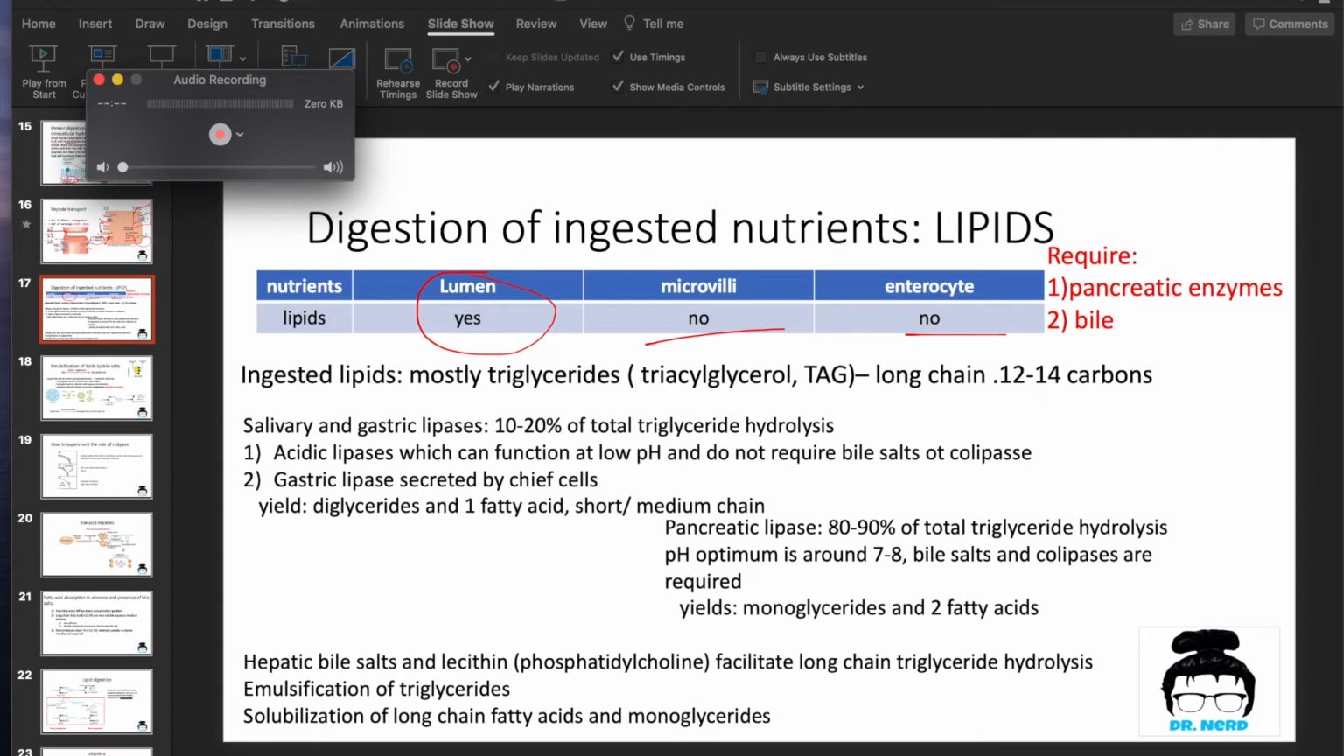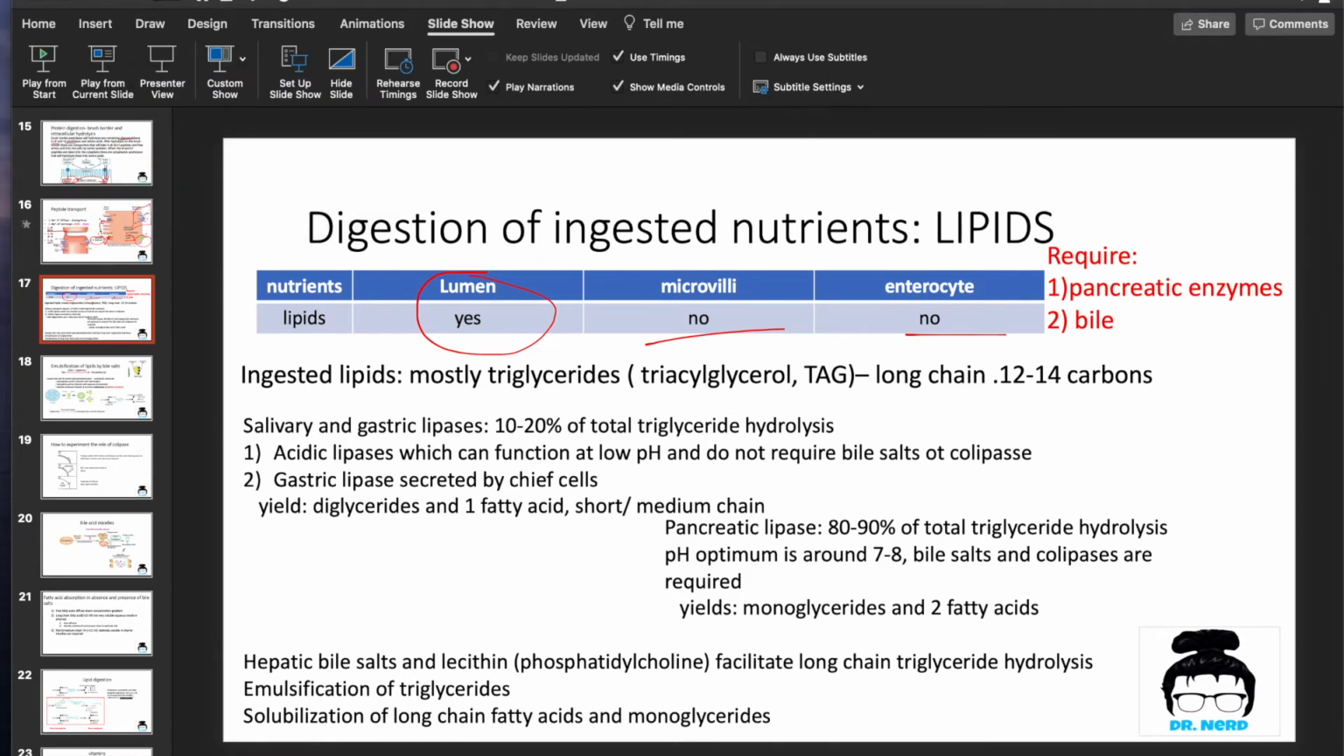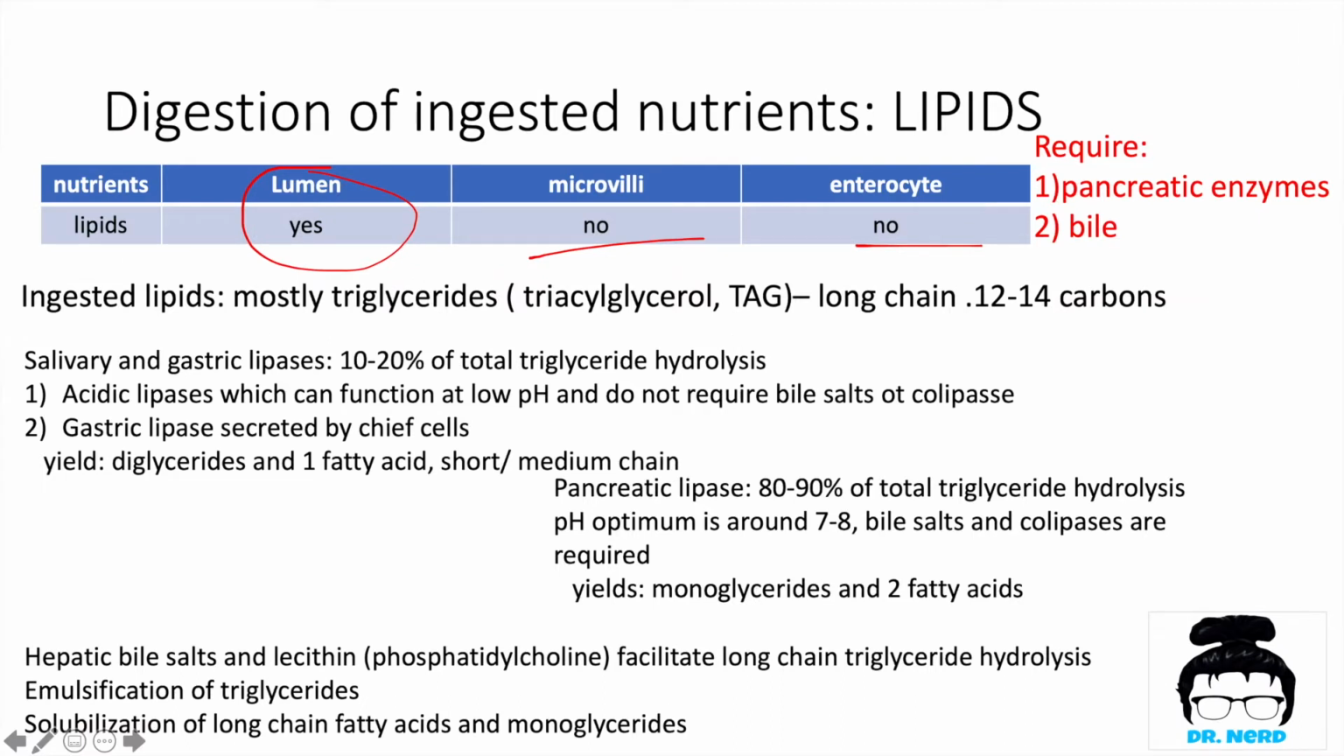So as we've said, digestion of ingested nutrients of lipids requires pancreatic enzymes and bile. Now, the ingested lipids are mostly triglycerides in the form of triacylglycerol or TAGs, and long-chain fatty acids of 12 to 14 carbons. Now, there are 3 lipases which digest lipids. You have acidic lipases, gastric lipases, and pancreatic lipases.